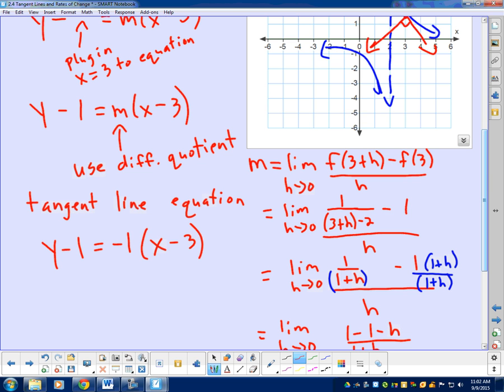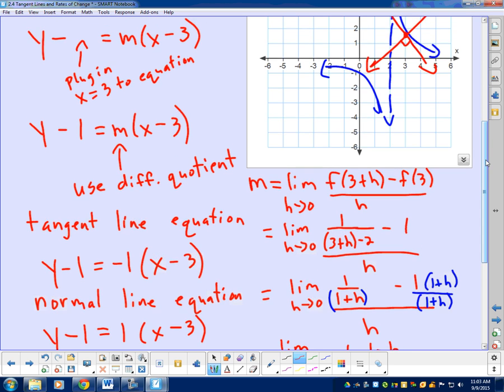So the normal line equation is y minus 1 equals +1 times (x minus 3). Okay, all I do, I keep the point the same. Look at my picture up here. The tangent line is this one right here. The normal line is this one right here. So they both go through the same point, but they have opposite reciprocal slopes.